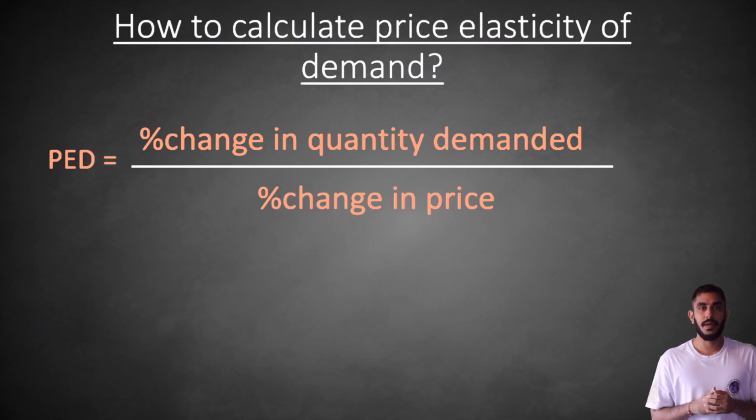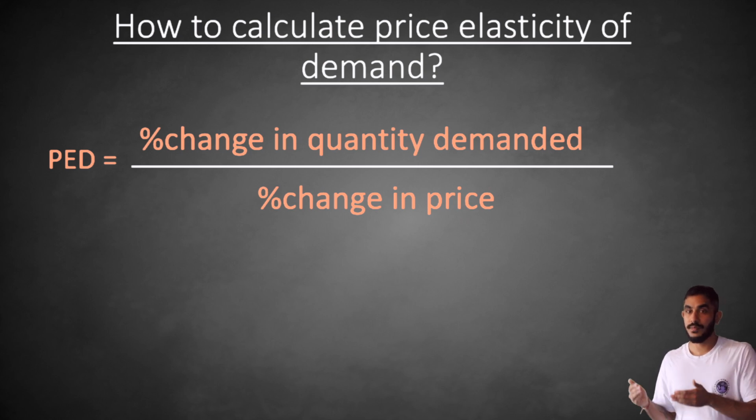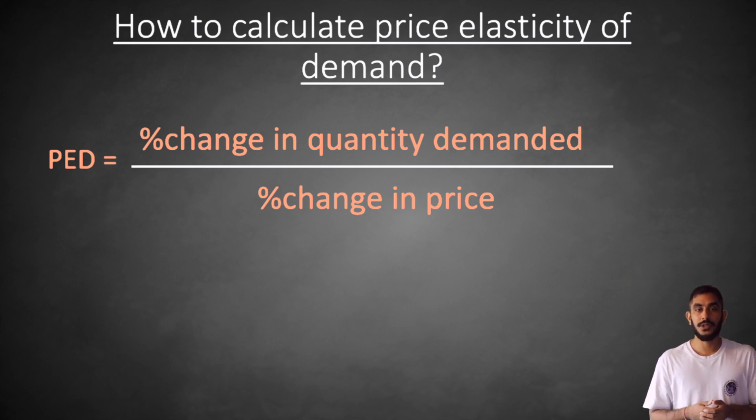PED is just a number that tells us how much demand for a good or service will change relative to a change in the price of the good or service. To calculate this number, we divide the percentage change in the quantity demanded for a good by the percentage change in the price of a good or service. The PED is therefore just a ratio of how much demand changes compared to price.